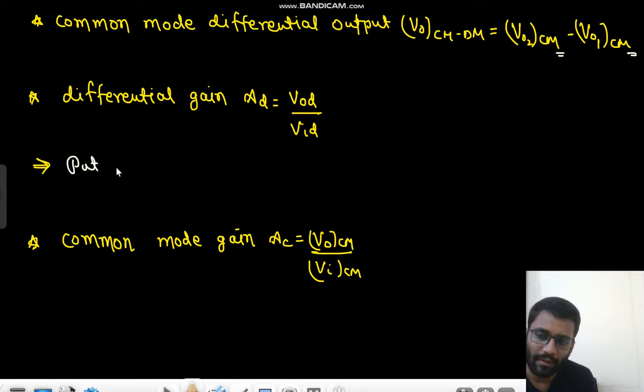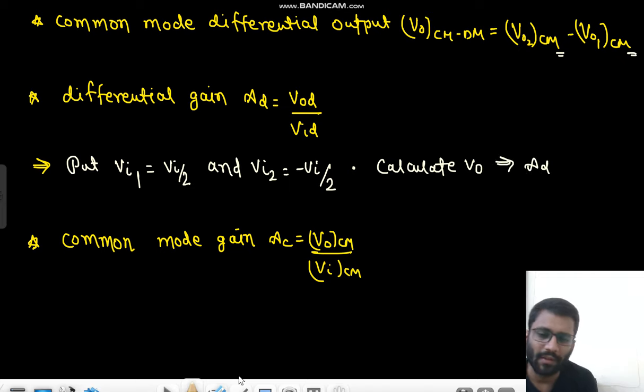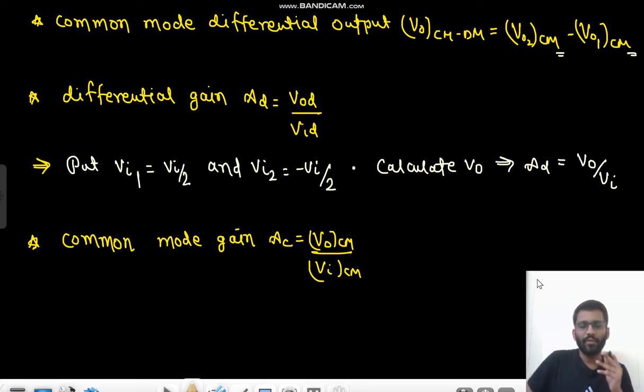So what you will do? Put VI1 equals V in by 2 and VI2 equals minus V in by 2. Calculate V naught, then your AD would be V naught by V in. With V in 1 as V in by 2 and V in 2 as minus V in by 2, calculate V naught. Simply divide that V naught value by V in.